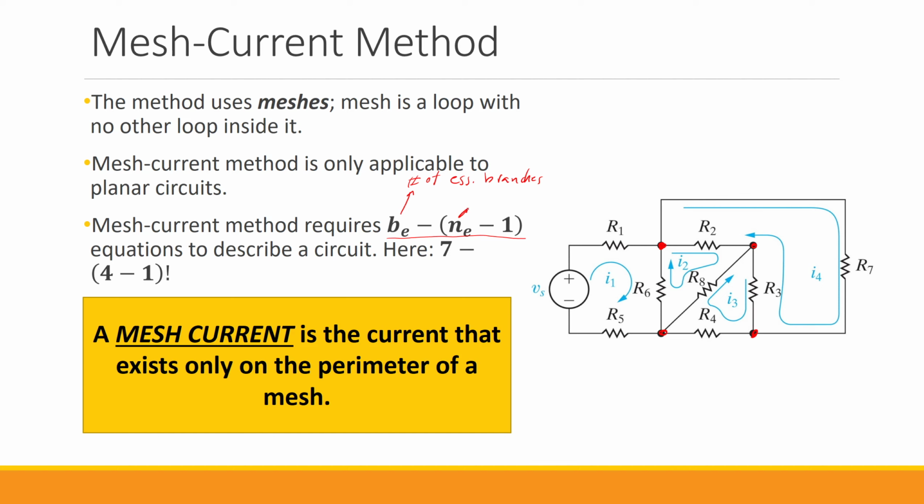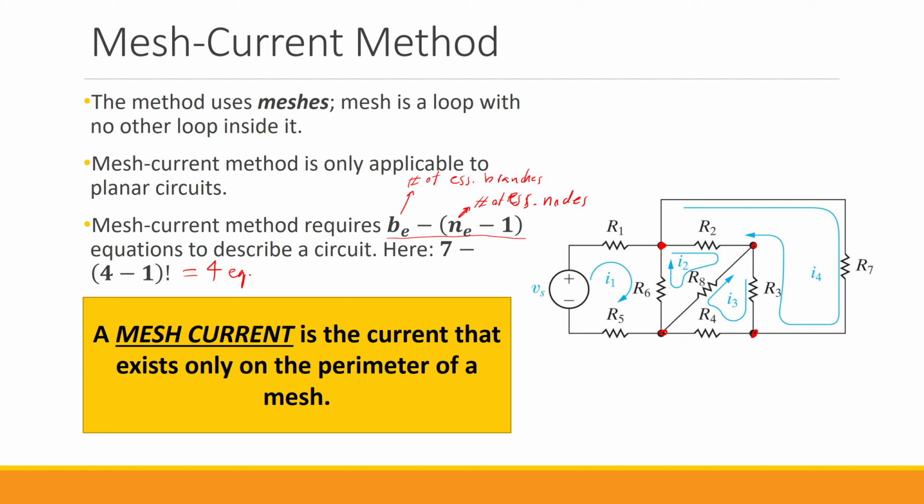The next variable is NE, which is the number of essential nodes. So how many essential nodes do we have here? We have 4 essential nodes. So based on this, we have 7 minus 4 minus 1, or 4 equations that we need to write based on the mesh current method to get to the solution of this circuit.